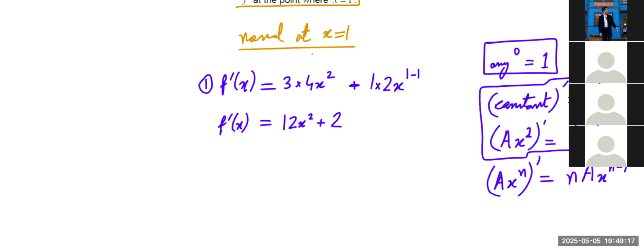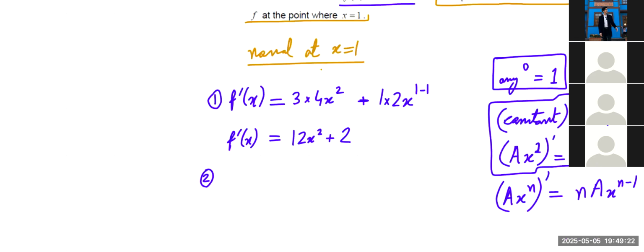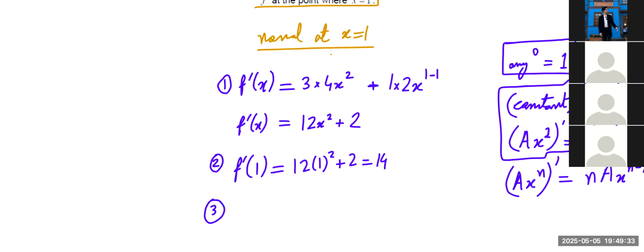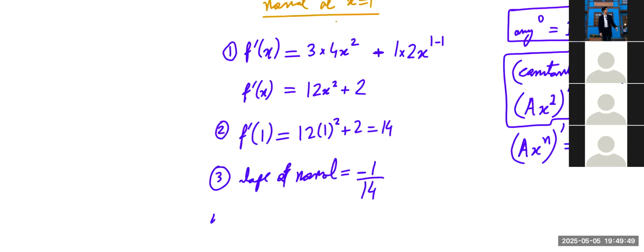So, to find the normal at x equals 1, you found the derivative. Step 2, find the derivative's value at x equals 1, which will be 14. Step 3, this is now specific to normals. If it's a tangent, you will say the slope of the tangent is whatever the slope of the function was. But if it's a normal, you have to do negative reciprocals. Since we are looking at a normal, we have to do minus 1 over 14 instead. Perfect.